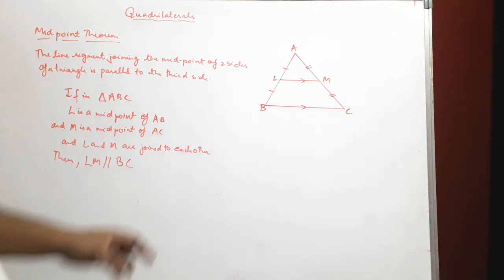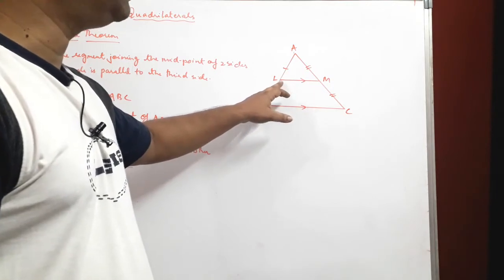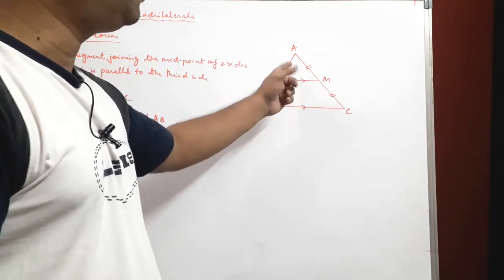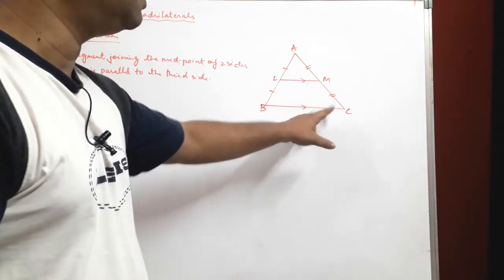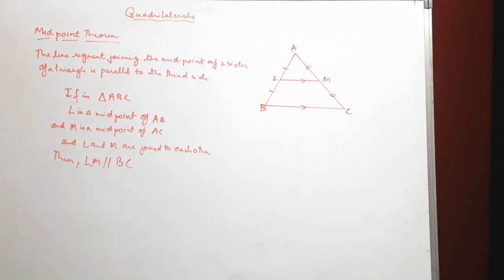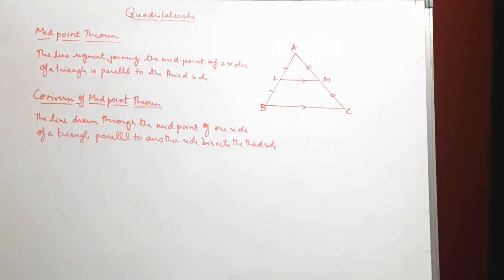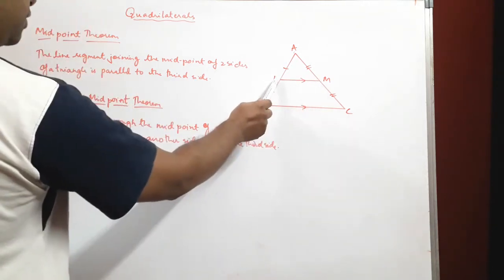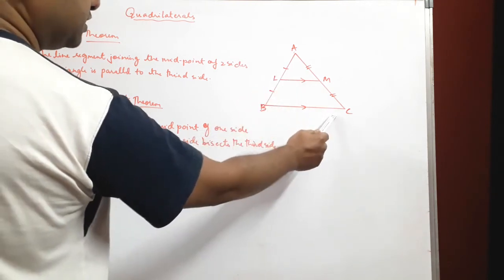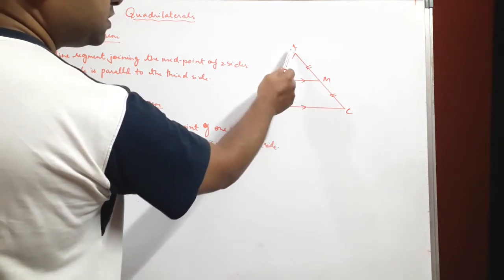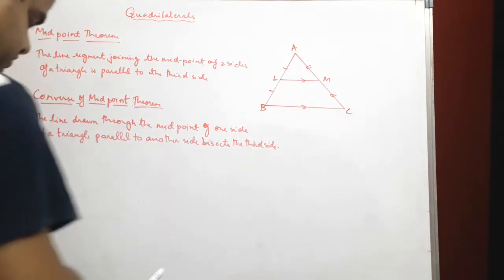So in the midpoint theorem, you have a line joining the midpoints of two sides of a triangle, and that line becomes parallel to the third side of the triangle. That's all. This is what the midpoint theorem tells us. Next, we have the converse of the midpoint theorem, which means the opposite of what we have just learned. It says, if a line drawn from the midpoint of one side of the triangle is parallel to the second side of the triangle, then it bisects the third side of the triangle.